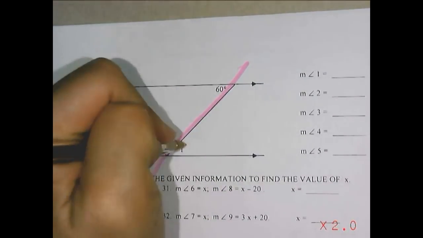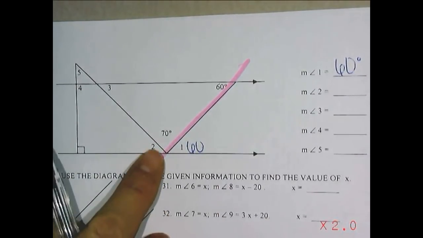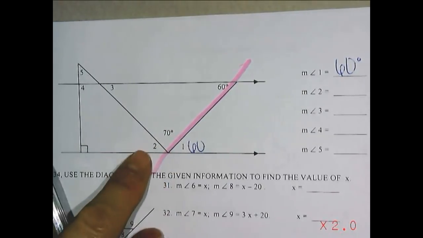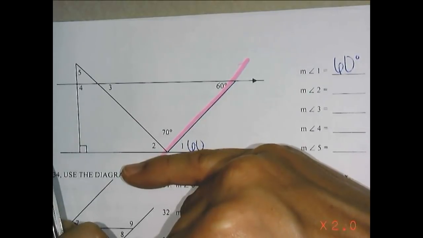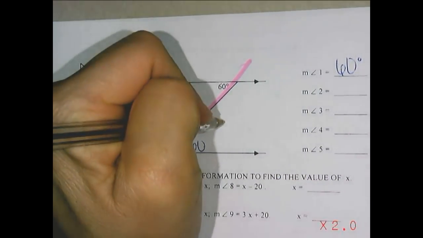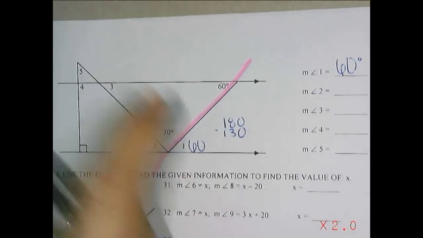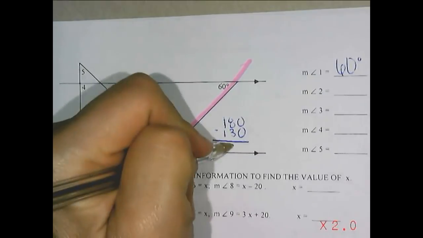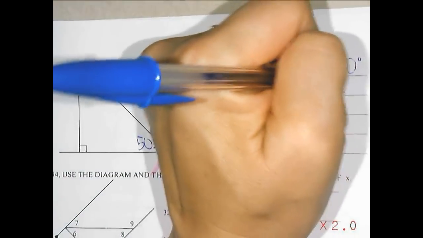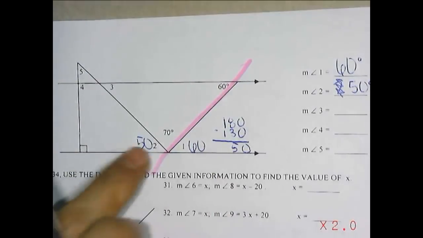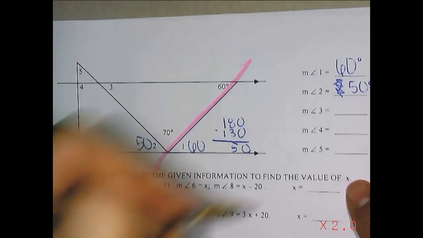Because this is 60, angle 1 would also be 60, because they're alternate interior angles. Because this is 60, this is 70, and all three of these form a straight line, I would add 60 and 70, and I would get 130. Because they form a straight line, I would take 180 minus that 130, and I would get 50. So angle 2 would be 50 degrees. Angle 3 would also be 50 degrees because they're alternate interior angles.